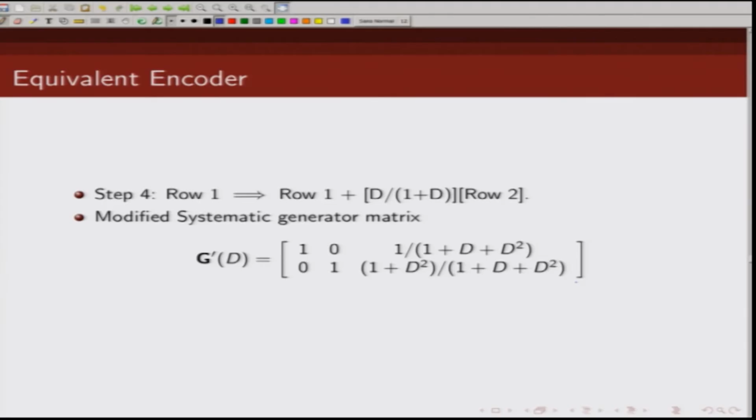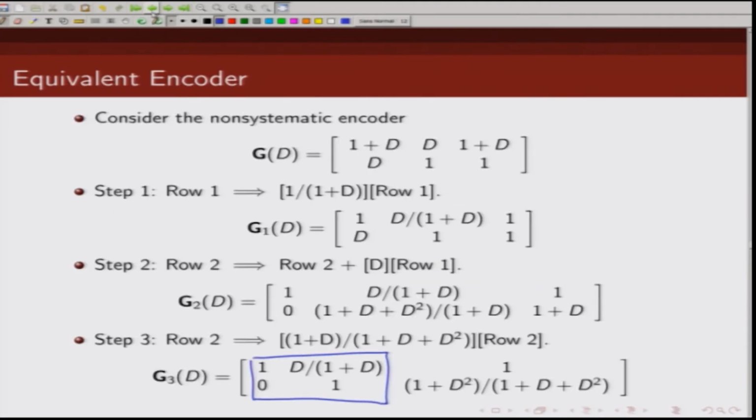Note now, this is a generator matrix for a systematic encoder. You have your identity matrix here, and you have some matrix here, which is your P matrix. So, this is basically the generator matrix for a systematic encoder. Note that by simple row operations, we were able to get an equivalent systematic generator matrix for a non-systematic encoder whose generator matrix is given by this.